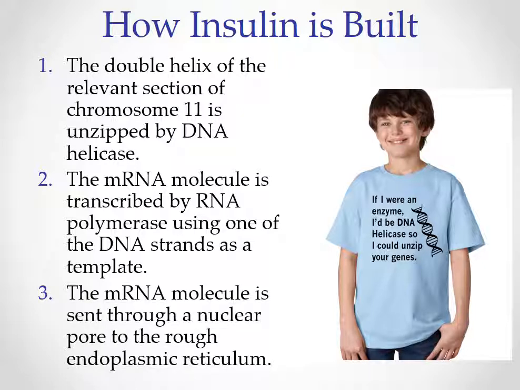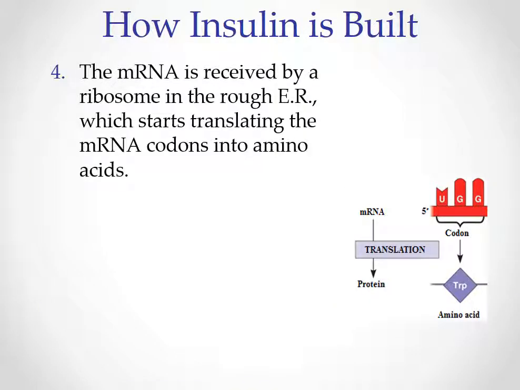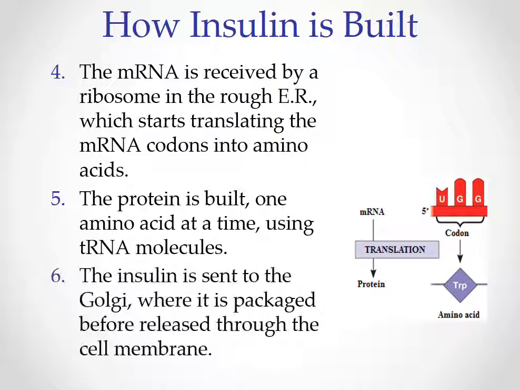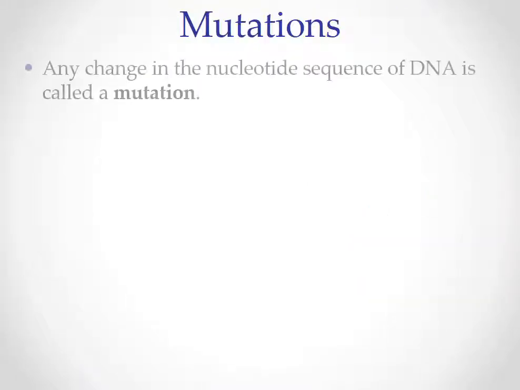The mRNA leaves the nucleus, and it's going to go down to the rough ER because it has to reach a ribosome. The mRNA is going to be coded for a particular amino acid. Is that transcription or translation? When you go from mRNA language to protein language, that's translation. It's going to hit that stop codon, and then it's going to disassemble, and all of the protein is built. Once the protein is built, the insulin can go to the Golgi, where it's packaged and shipped out through the cell membrane.